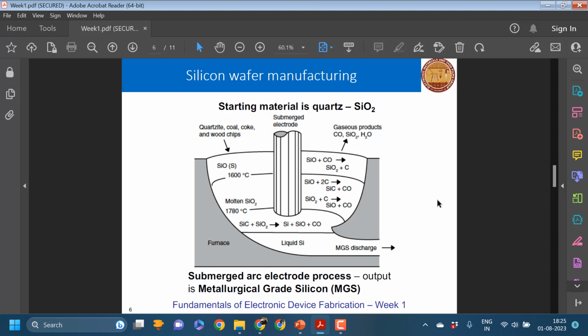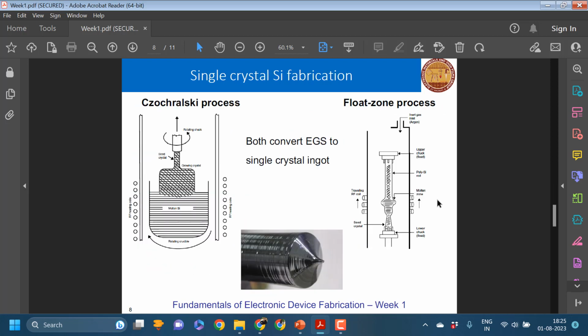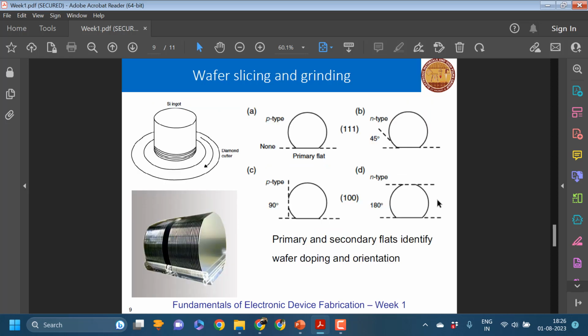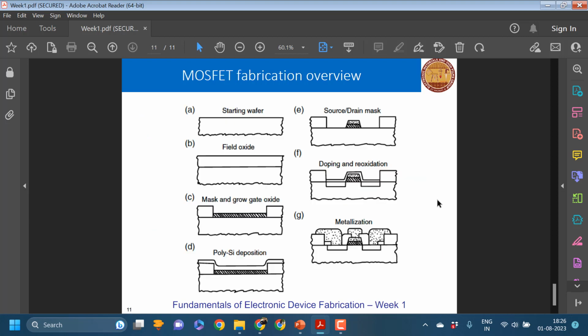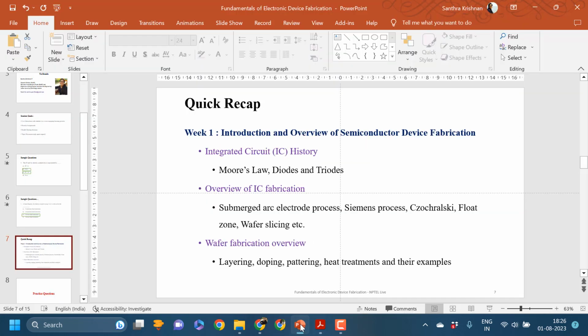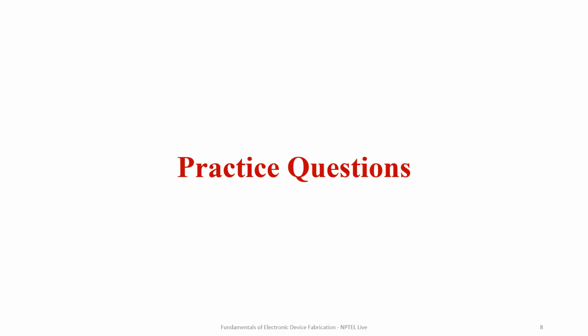How would we convert the sand or the silica into metallurgical and then electronic grade silicon? The processes that are involved are the Siemens process, then how we make use of the Czochralski and the float zone processes, and what wafer slicing and grinding are, and so on. And finally, fabrication steps like layering, doping, patterning, and heat treatment. I'm just going through these so that those who have seen the lectures can recollect that these are the things you have seen in week one. Based on that, I have prepared a few questions, and you are expected to take a few moments and answer each of these questions.